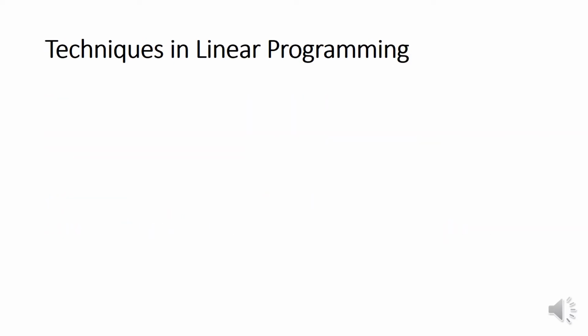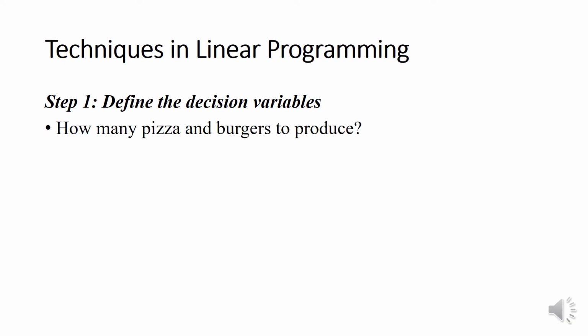There are actually logical steps or techniques on how we resolve linear programming problems, such as in the case of pizza and burger. So our first step is to define the decision variables. When we say decision variables, what are the items or the variables given? For example, in our case, how many pizzas and burgers do we produce? This is our decision variables, the pizza and burger.